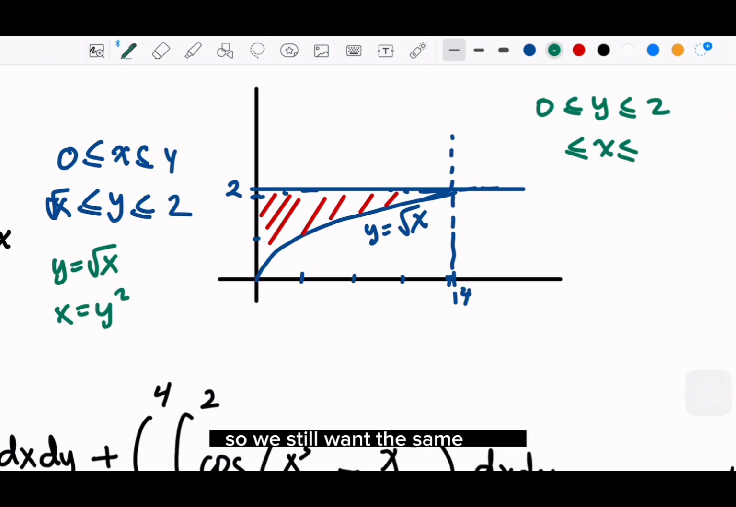So we still want the same area. So if 0 to 2 is y, then x is this line here, right? Up until this curve, right? It's going to be that, right? So from x equals 0 to x equal y squared. Okay, do you get it? Do you get it?